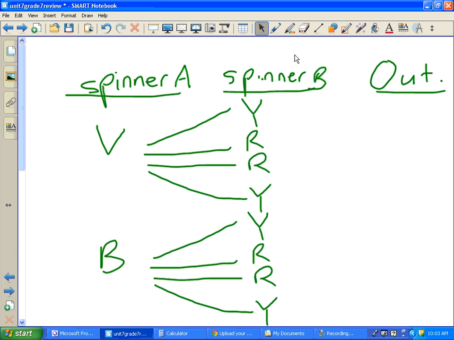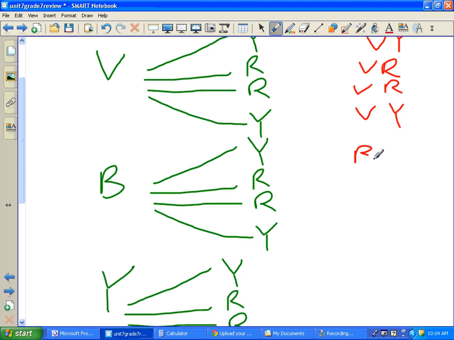Okay, continuing with this one. Now that we've figured out all possible outcomes, all we have to do is write out what we could have gotten. So start with V. You could have gotten violet and yellow, violet and red, violet and red, and violet and yellow. I do that for each one of these. Blue and yellow, blue and red, blue and red, and blue and yellow.